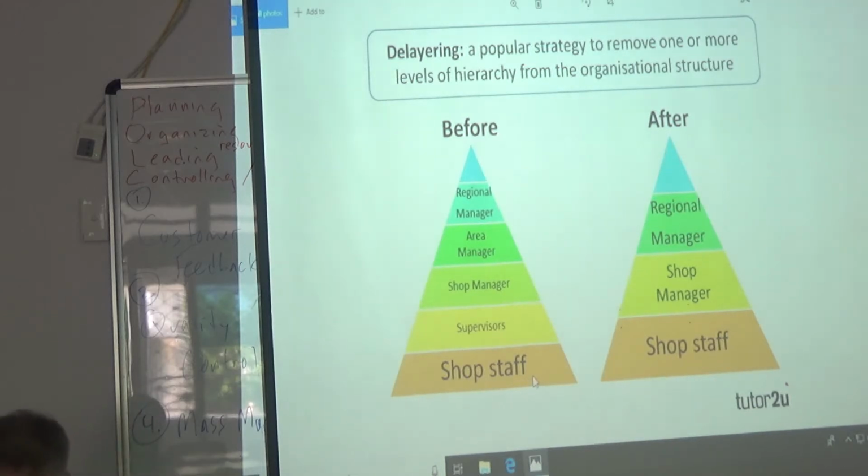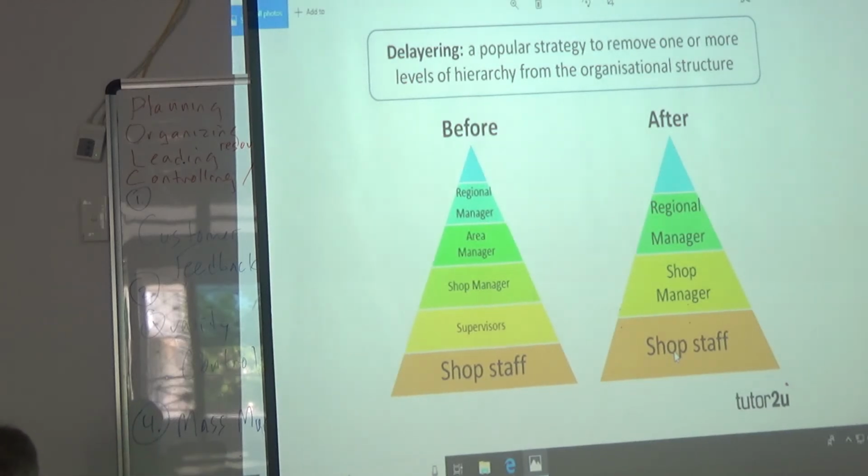But afterwards, they decide that they're going to eliminate part of this hierarchy and that the area managers do not really do much, and we can give their responsibility to the shop managers. And also, the supervisors within the shops probably are not as necessary as they think, and so they're going to let the shop staff have more responsibility.